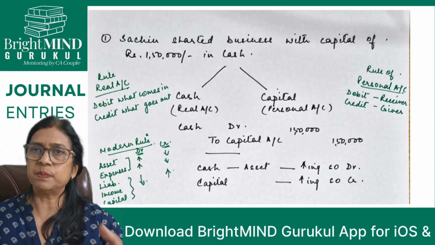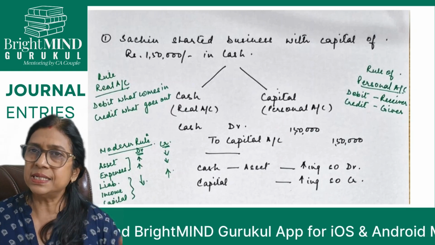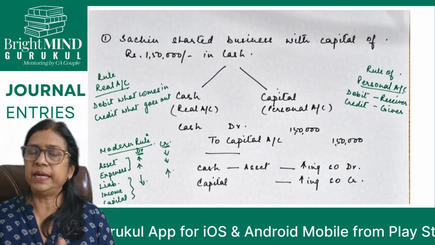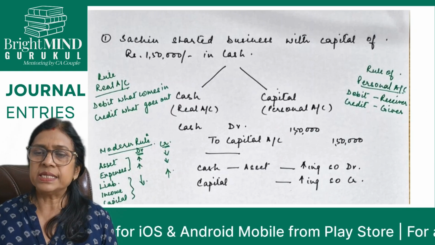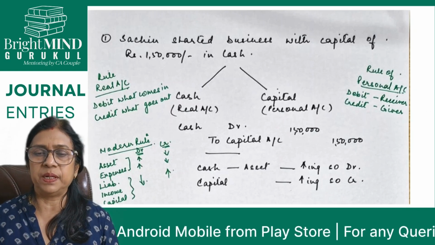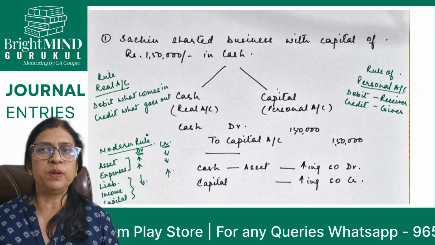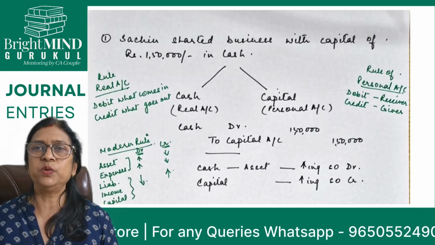This is as per the traditional approach. Let us discuss the modern approach as well. In case of the modern approach, cash is an asset. The asset is increasing, so it is a debit. So cash will be debit, and capital is increasing, so it will be a credit. So cash debit to capital.